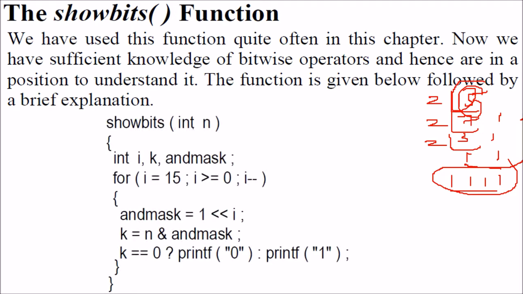What is happening here is, we are starting from 15, you are going till 0, and you are left shifting this 1 with I, and now this AND mask changes every time, and AND masking is done with N. So if it is 0, you print 0, otherwise you print 1. Every time you print 0 or 1, you get a bit stream which is equivalent of the decimal number which you pass in this function.